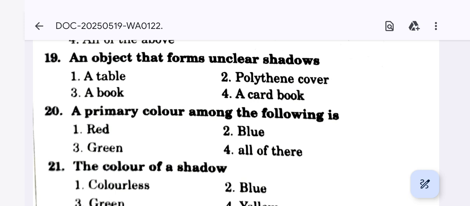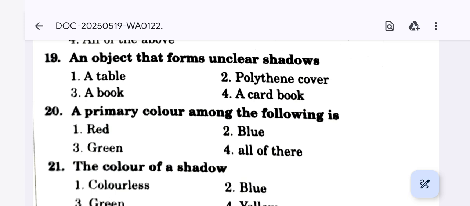A table will be with its fixed structure. Book also will be with its fixed structure, and a card book, it is not card book here, it is cardboard. So cardboard also has a fixed structure, so the object that forms unclear shadows is polythene cover.